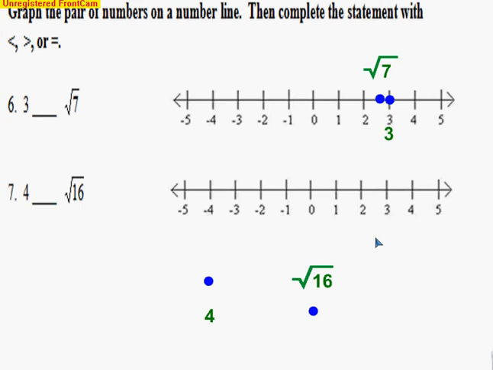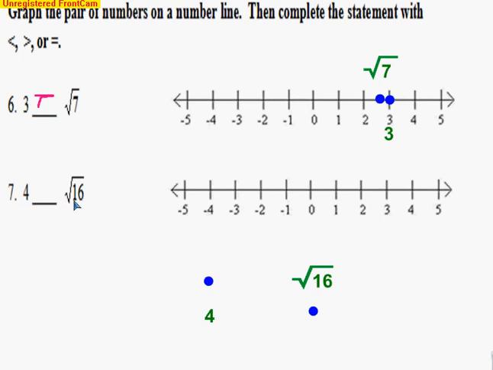Therefore, we can see that 3 is greater than the square root of 7. Let's take a look at the next one.